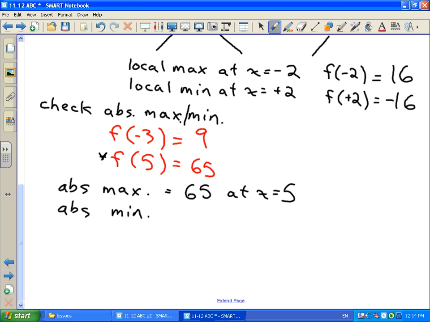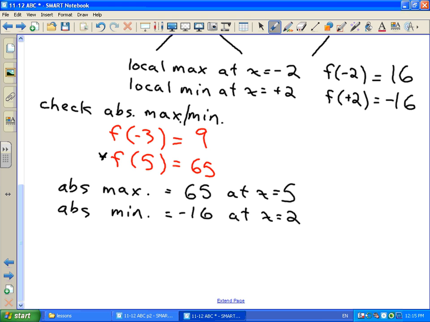Yeah, it's the same as our local minimum. So our absolute minimum is -16 at x equals 2. Okay. So there we've used the first derivative test to find our local maximum and our local minimum, and then we also checked the endpoints to figure out where our absolute maximum and minimum were.